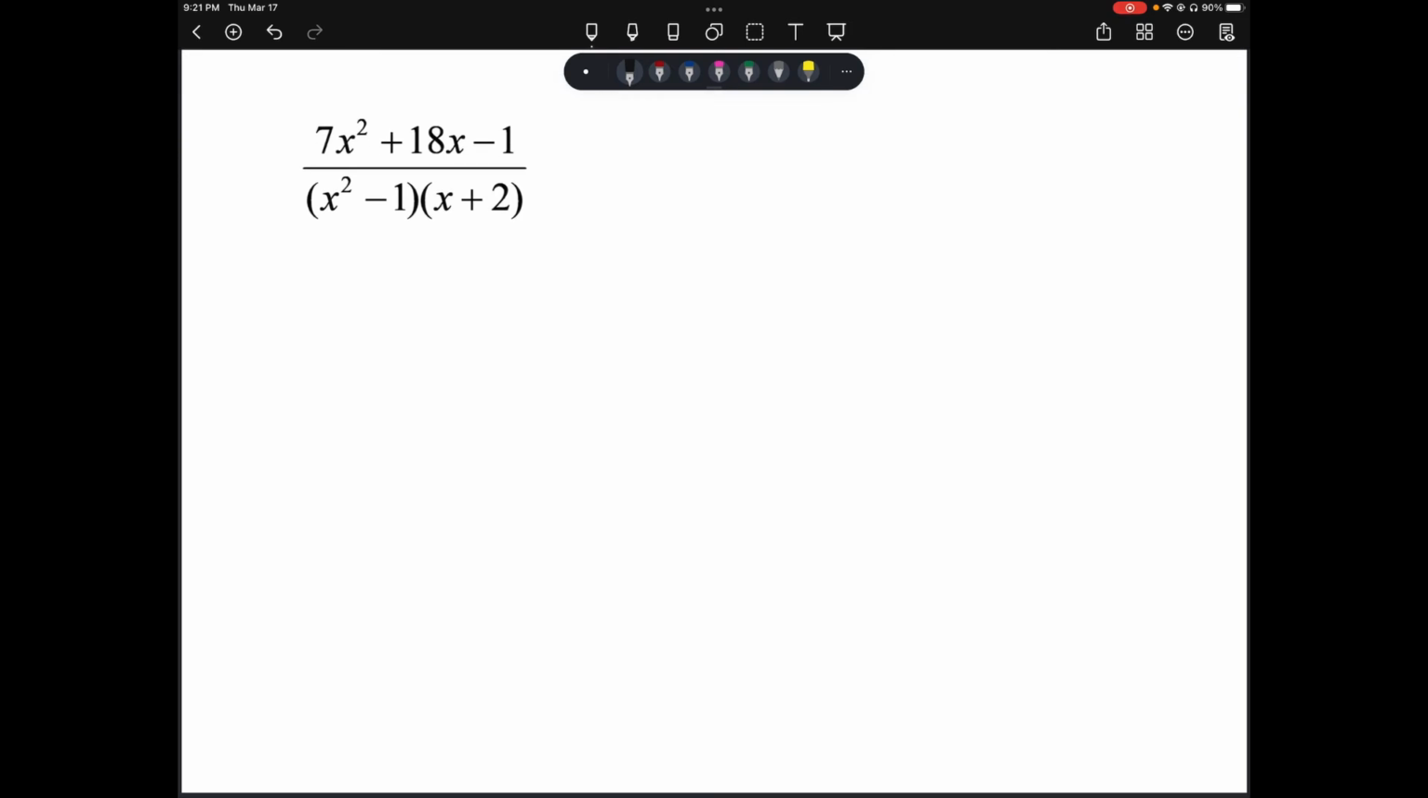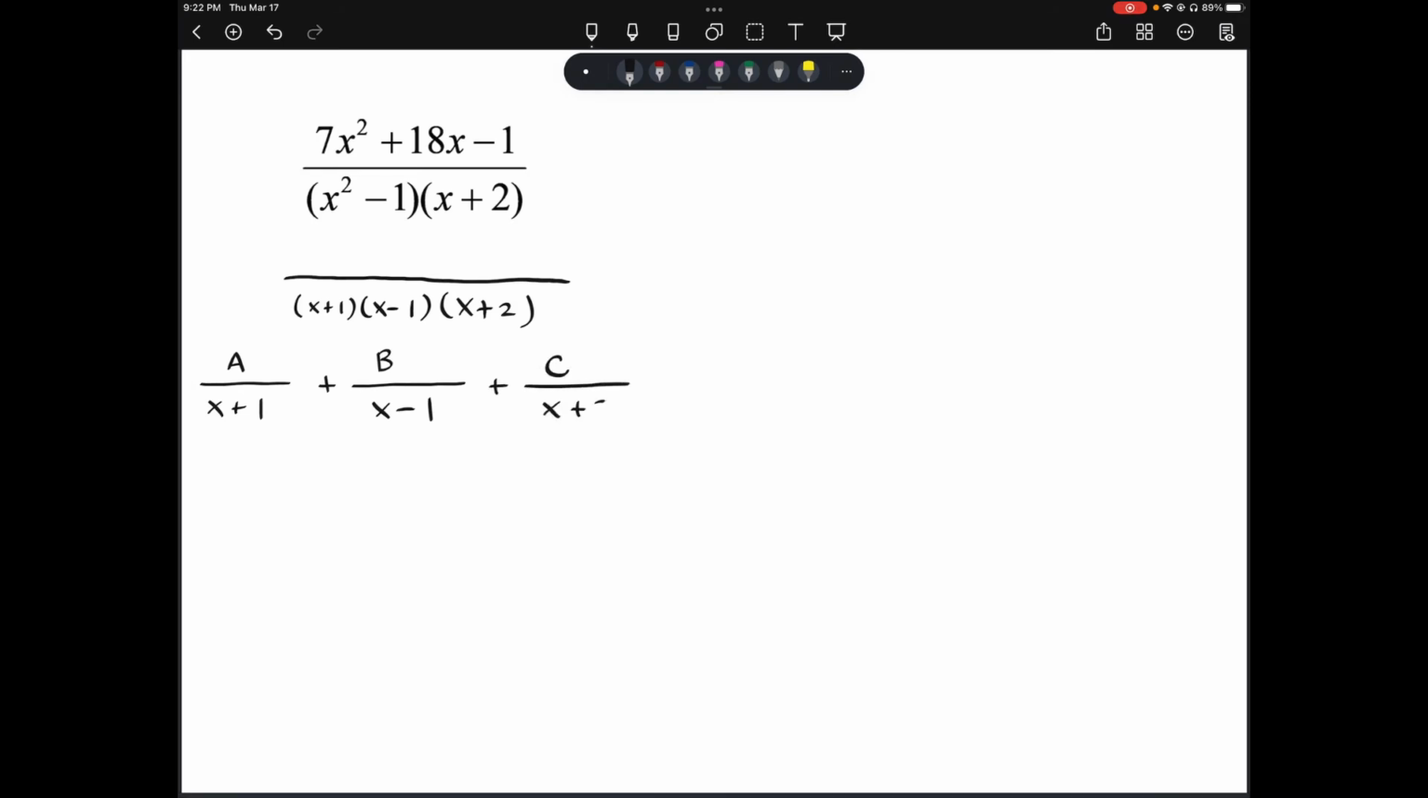We have 7x squared plus 18x minus 1 over x squared minus 1 times the quantity of x plus 2. Okay, looks good here. If we were going to take this and factor our denominator, we'd actually have 3 terms down there. We'd have an x plus 1, an x minus 1, and an x plus 2. So as we look to break that apart, we're going to want to have something like a over x plus 1 plus b over x minus 1, and then we'd say plus c over x plus 2.